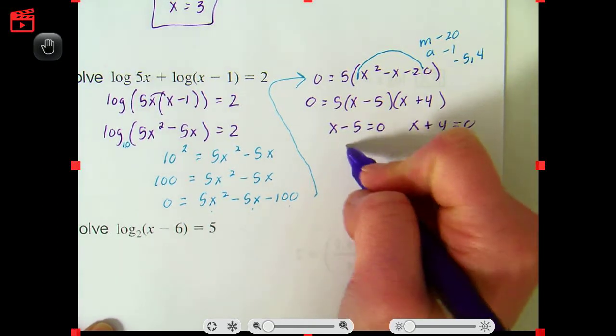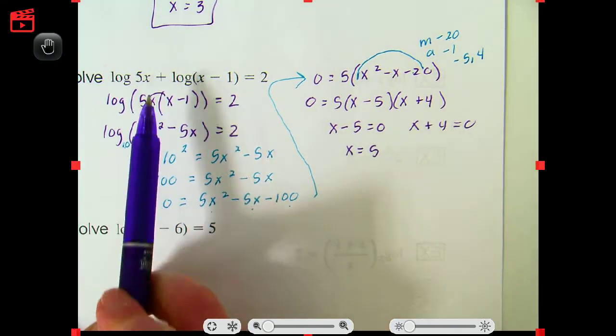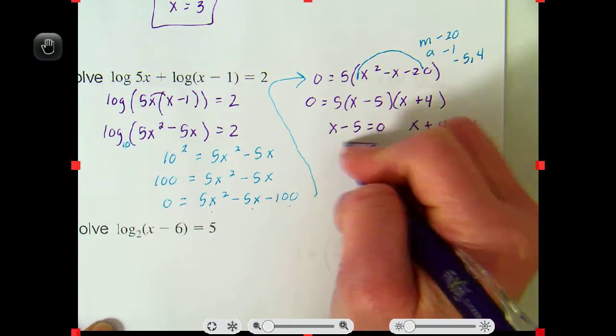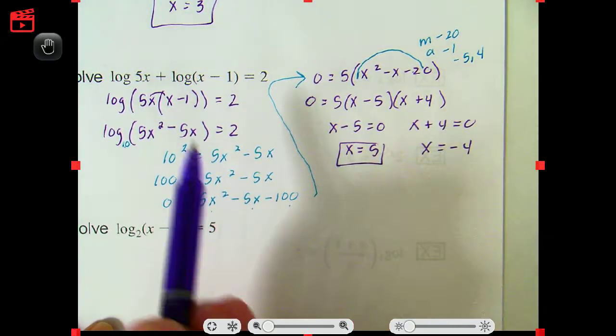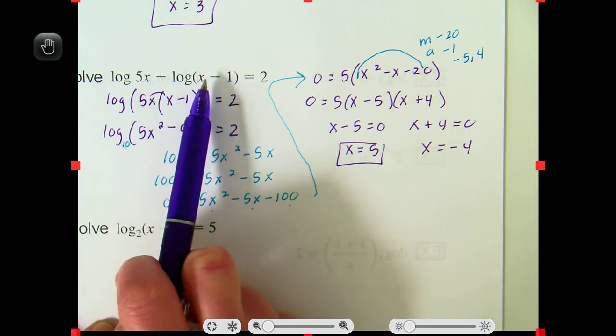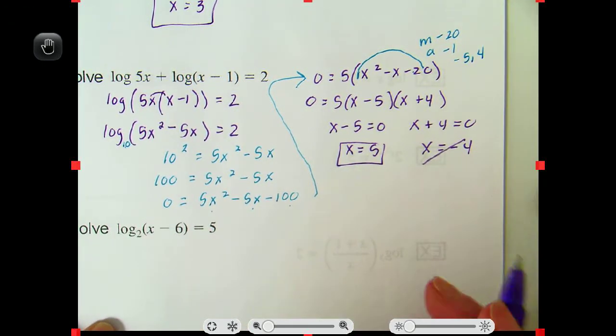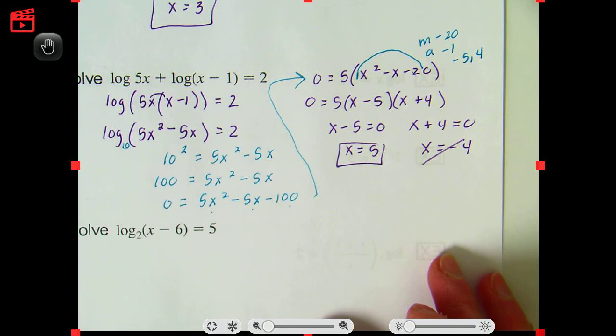X minus 5 equals 0. You add the 5 over, you get a 5. If you plug it in, you get no negatives, so it's a keeper. Here, when I subtract over the 4, I get a negative 4, and it gives me a negative log here and a negative log there. So that one's extraneous. I can't count it.